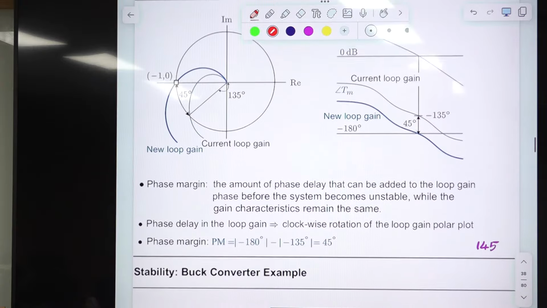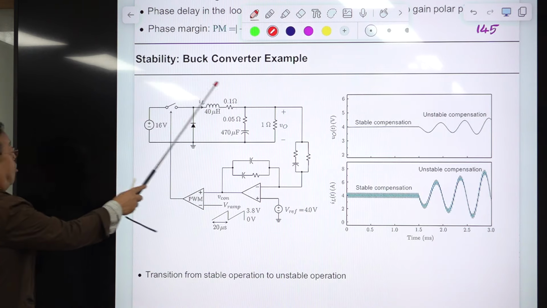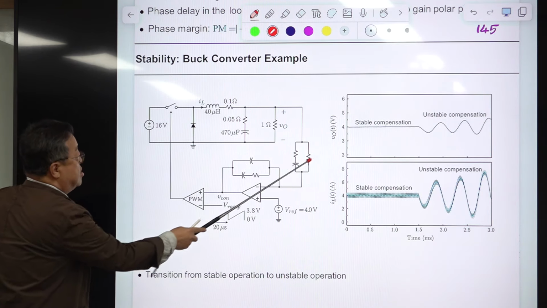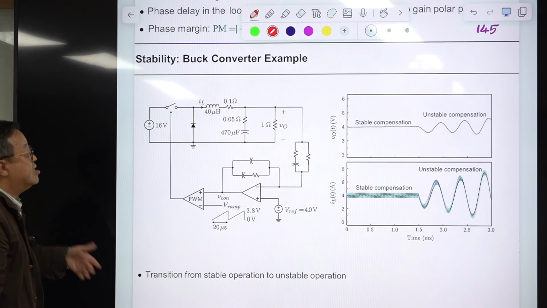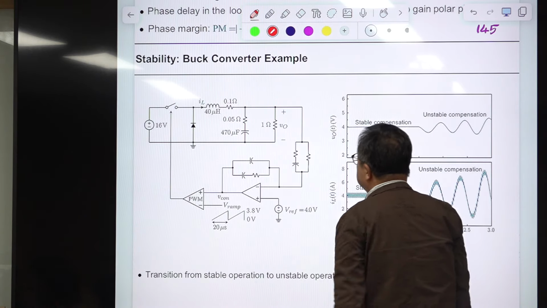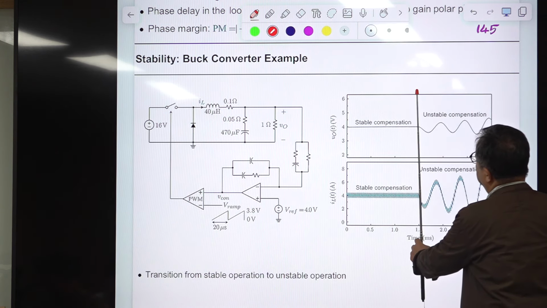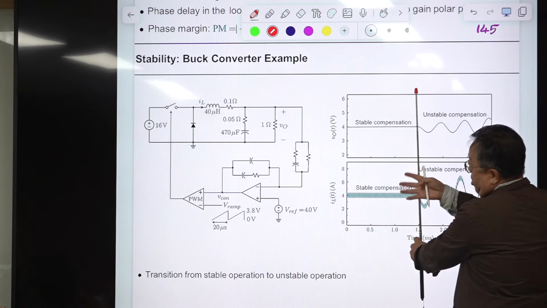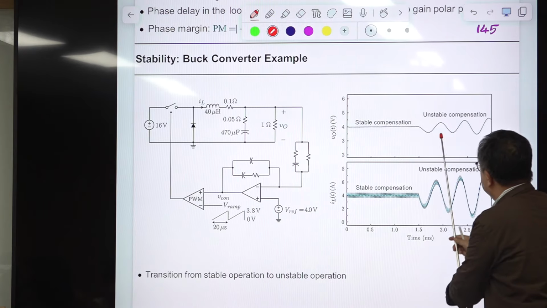Let me take this example. This is the first example I introduced to you when I started talking about this topic. This is the buck converter, and this was originally stable. The compensation components were selected to make the system stable, and I intentionally changed these values to make the system unstable. So this is the response of the stable system. At this point, this parameter has been changed to make the converter unstable, and the unstable oscillation starts.